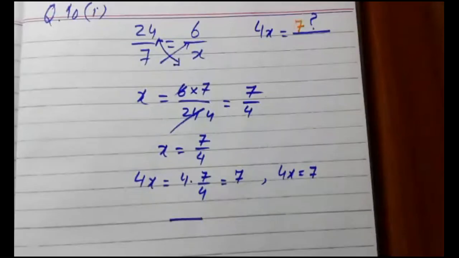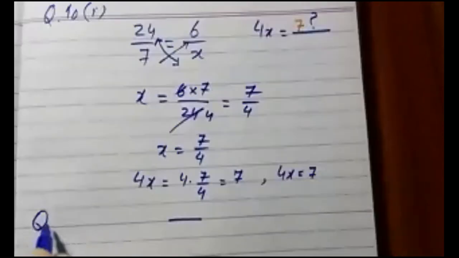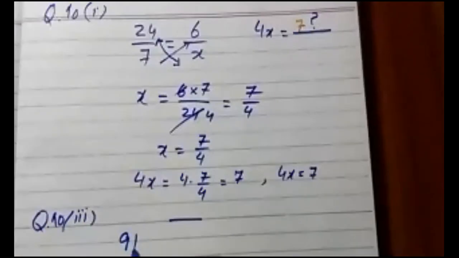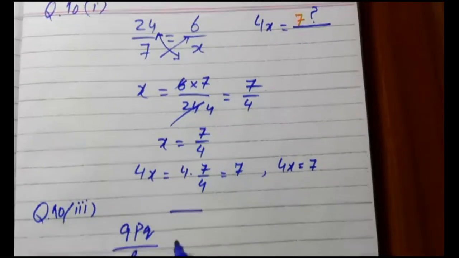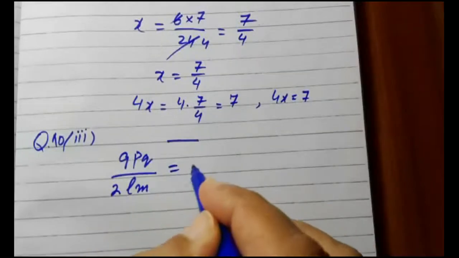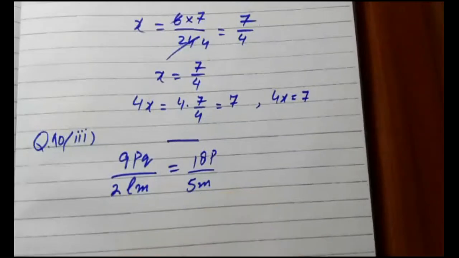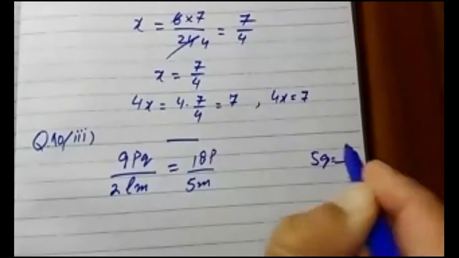Now if you want to further simplify, take another part. Let's see part number 3 for question number 10. The third part is 9pq over 2lm equals 18p divided by 5m. It is a statement, and we are being asked to find the value of 5q. So we have to find the value of 5q, what it will be.